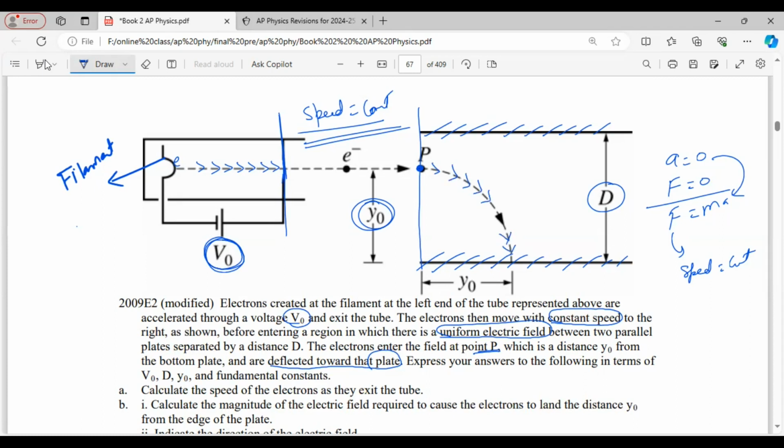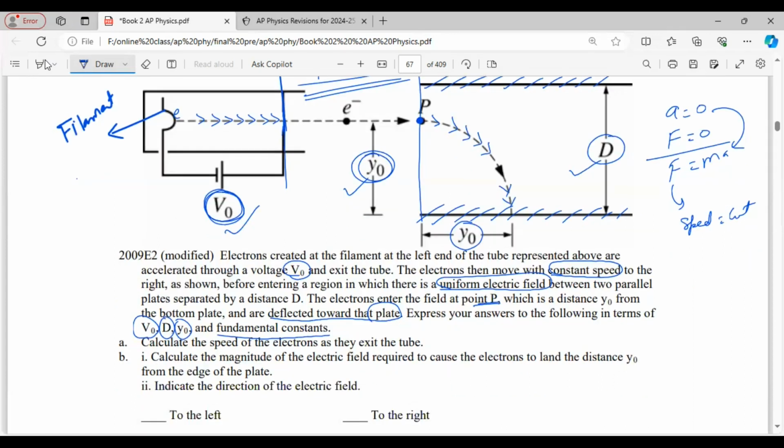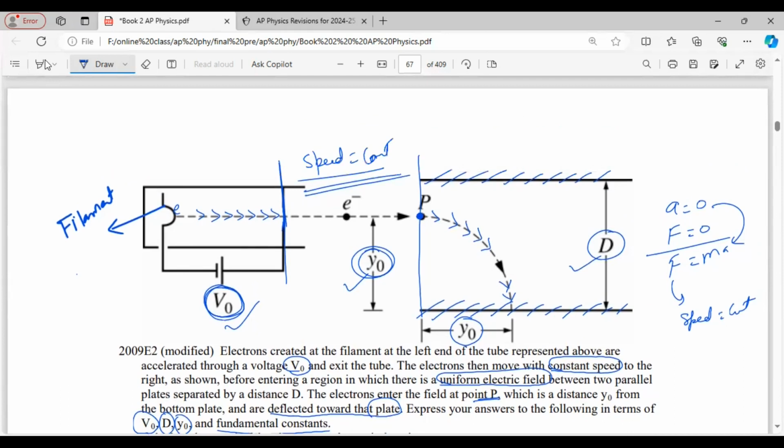Express your answer to the following in terms of V naught, d, and y naught and fundamental constants. So this is V naught, y naught, d, and in this diagram this is also y naught. So these are my given quantities. I can leave my answer in these terms. Now, I hope you have understood the question data. Calculate the speed of the electron as it exits the tube. As we know, if we accelerate an electron through a potential difference, it will have a kinetic energy, that is eV naught.